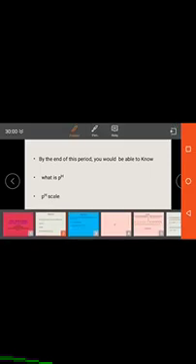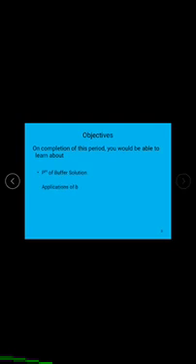What we learn: what is pH, the pH scale, numeric problems on pH, buffer solution, and applications of buffer solution. Now let us see what is pH.